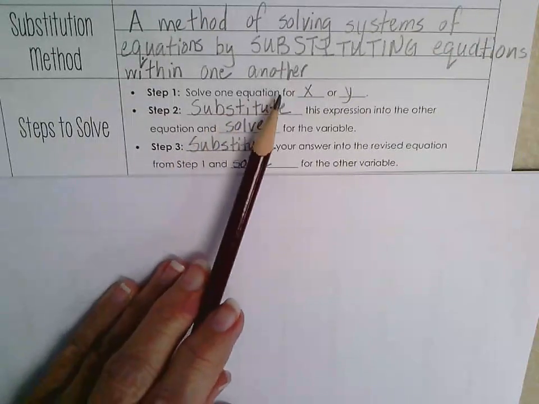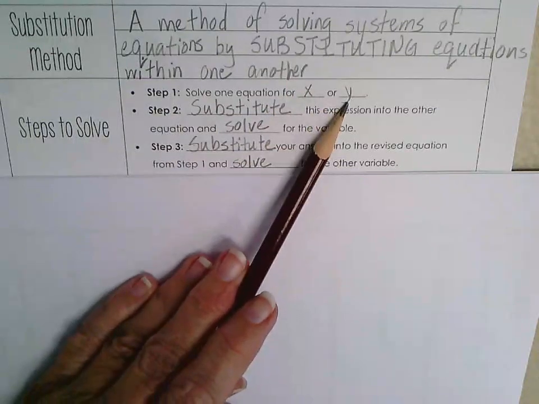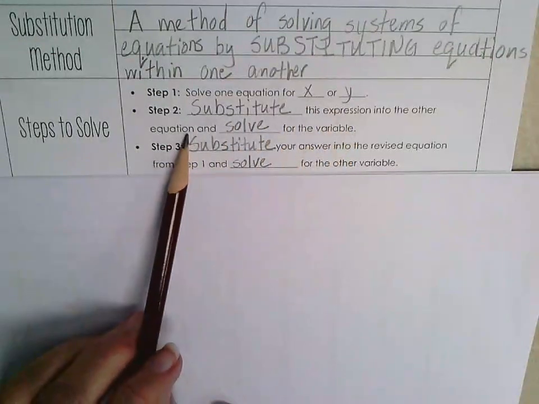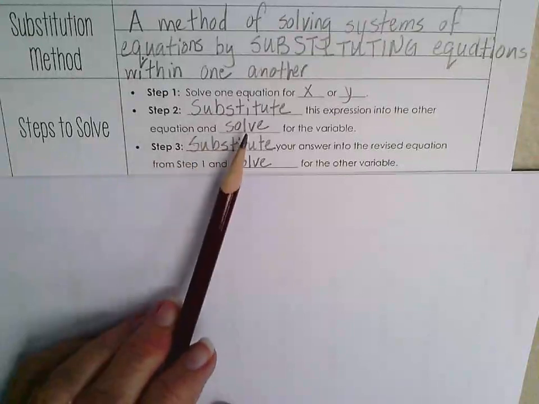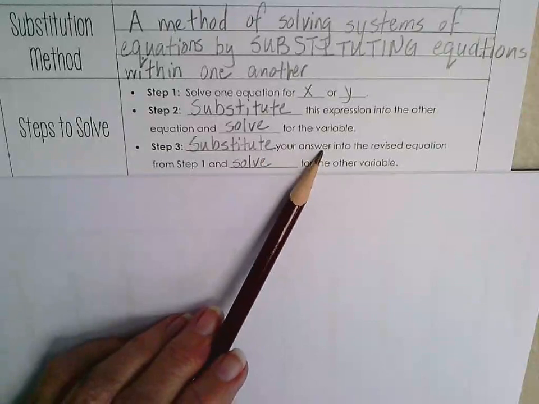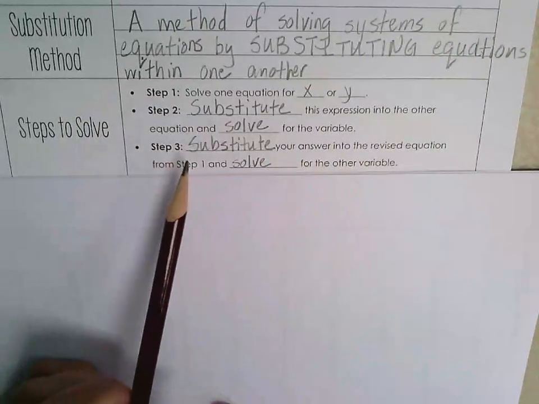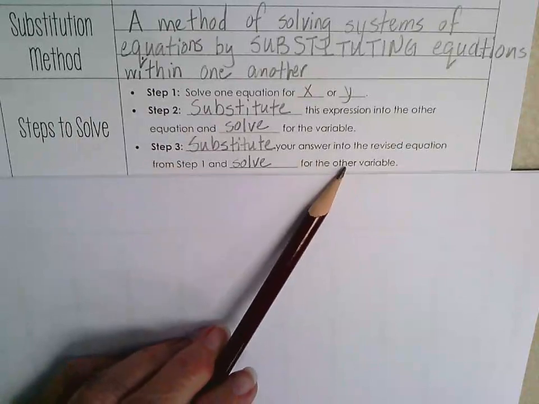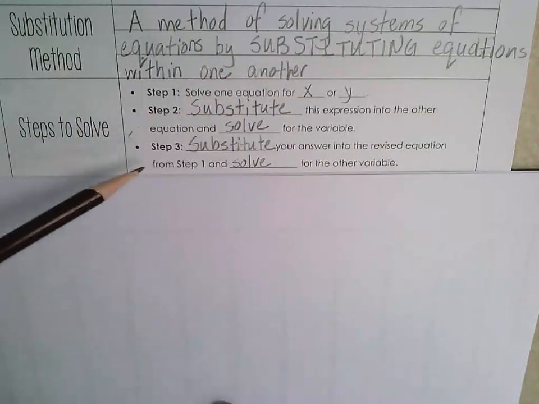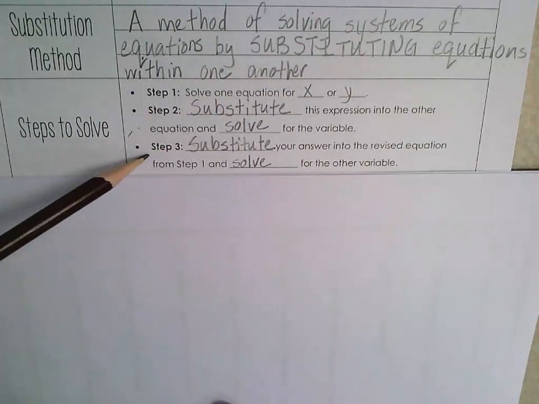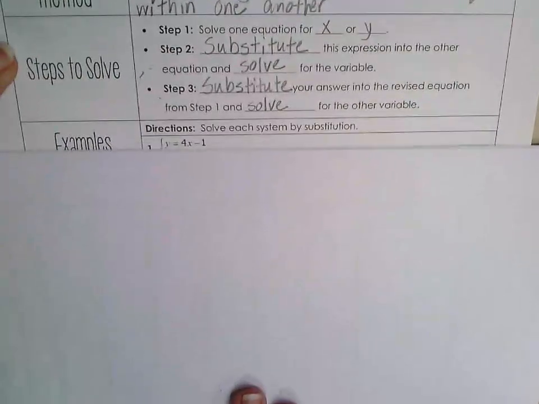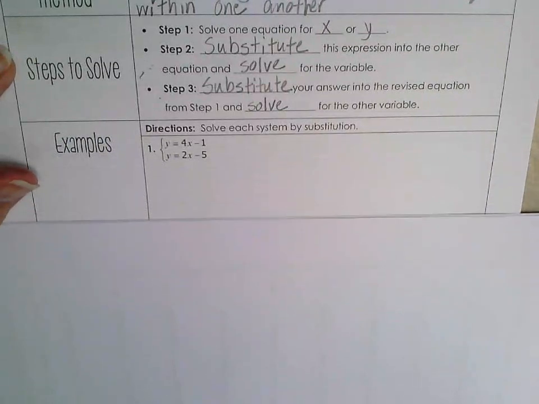Step 1, solve one equation for x or y. Step 2, substitute this expression into the other expression or equation and solve for the variable. Step 3, substitute your answer into the revised equation from step 1 and solve for the other variable. So this one is either going to give you your x or your y, and this step is going to give you your other one that you did not solve for in step 2. So let's do this example.